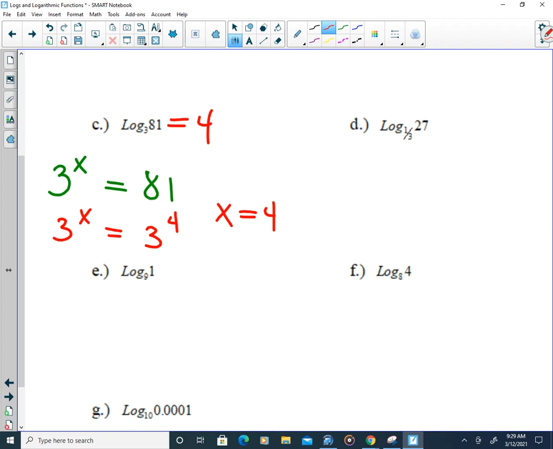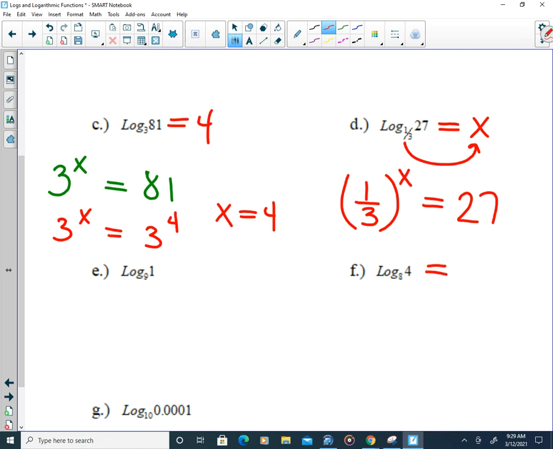So let's look at D. We got log base 1/3 of 27. Again, our first step is to set that equal to x. So we're going to go 1/3. When I have a fraction, I always like to put it in parentheses. I'm taking 1/3 to the x power, and that's equal to 27. I want to rewrite both sides as a power with the same base. Hopefully you realize 27 is a perfect cube, so you can rewrite 27 as 3 to the 3rd power.